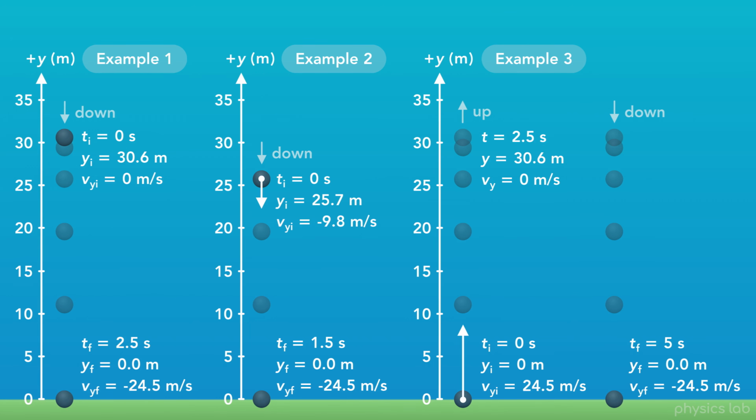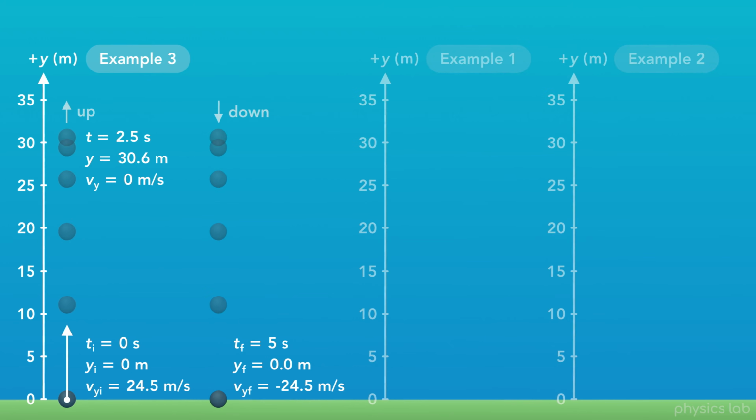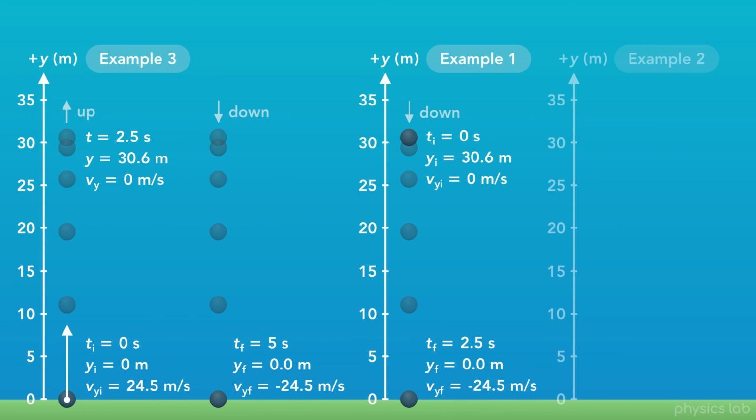All of these motions have different starting points, different initial values, but in a way, they're all segments of the same trajectory. The motion in example 1 is the second half of the motion in example 3. If we started the clock 2.5 seconds later, and the ball started at the maximum height, we get the motion in example 1. It starts at 30.6 meters with zero velocity.